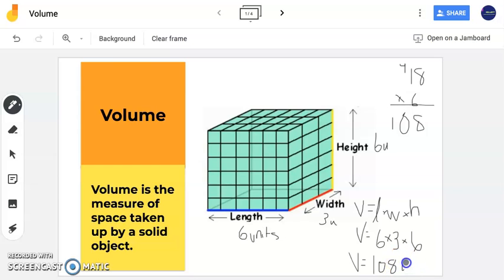cubic units. Now you might see it written as units cubed with an exponent of 3 representing cubed because I have units times units times units, which gives me units cubed. You can spell it out as 108 cubic units, or you can write it as units cubed. Either way works.